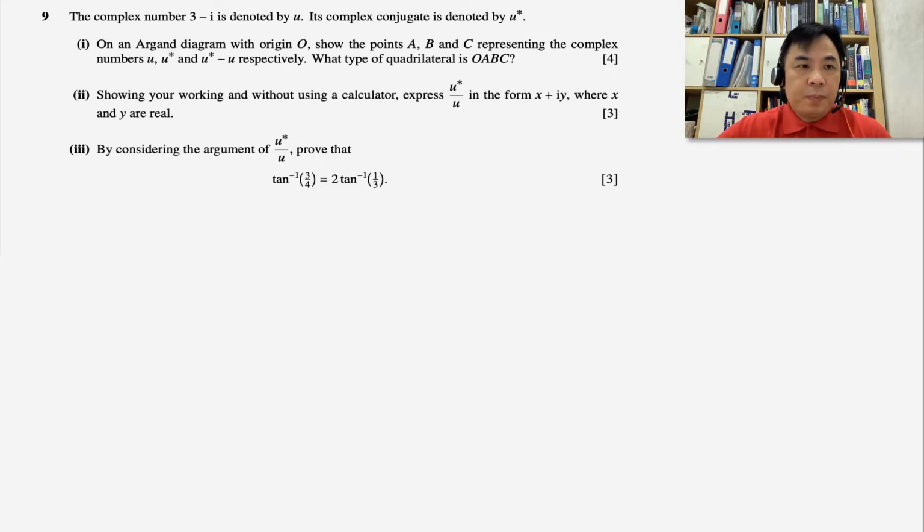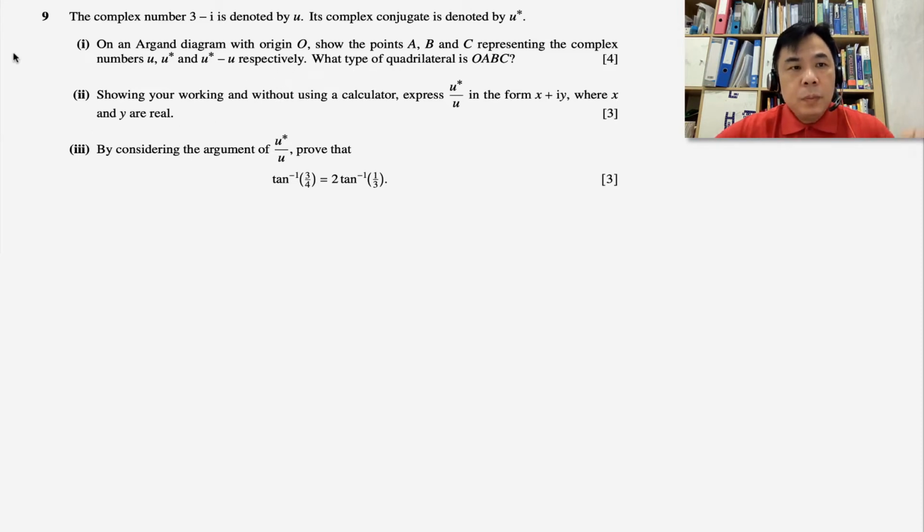Let's go through that. Now we have a complex number 3 minus i denoted by u, and its complex conjugate is denoted by u star here. Now on the Argand diagram with the origin O, show the points A, B, C representing the complex numbers u, u star, and u star minus u respectively. Thereafter, through observation, you are going to determine what type of quadrilateral OABC represents. All right, so let's take a look at number one.